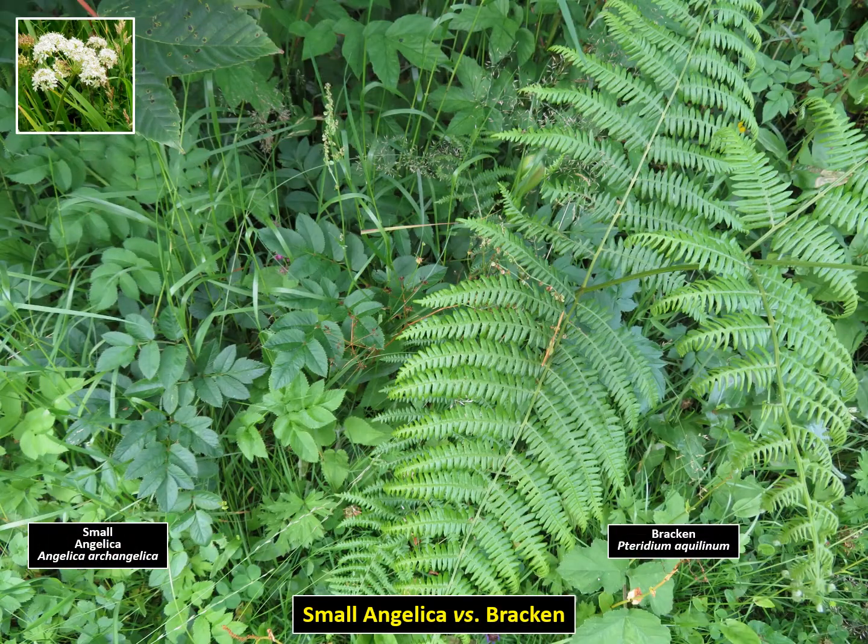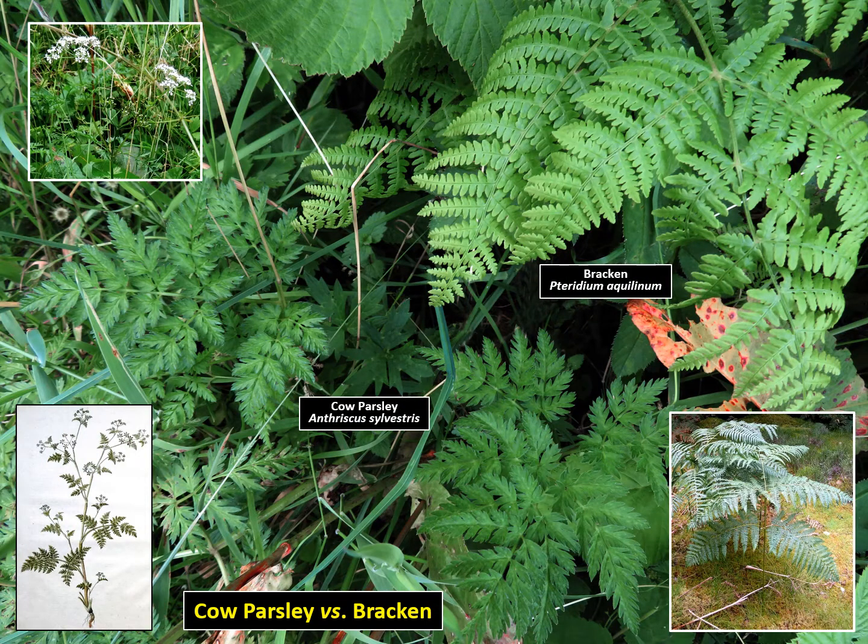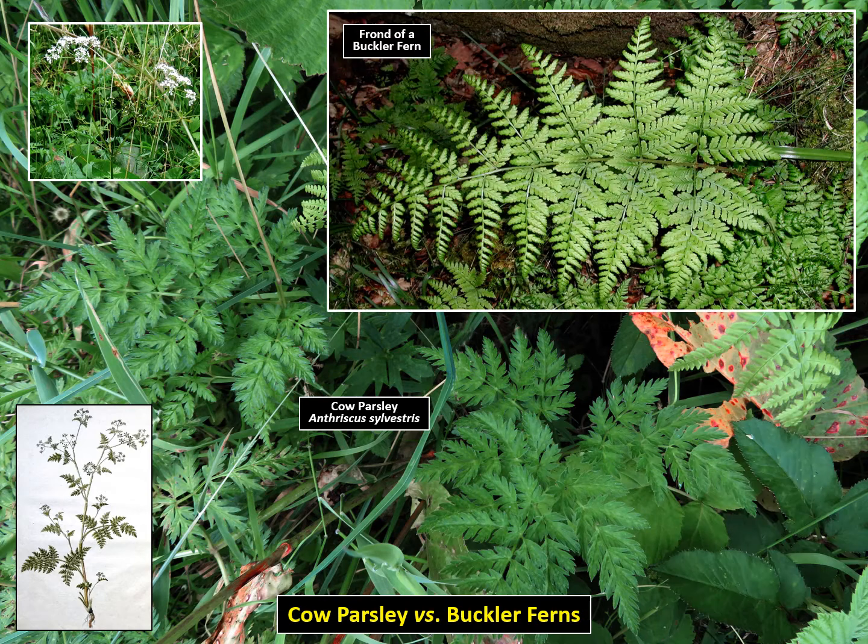At first, people might find differentiating leaves of non-flowering umbellifers and fern fronds difficult, but probably not for long. Here are small Angelica and bracken side by side. And here, young Angelica alongside broad buckler fern. Here, cow parsley and bracken are compared once again. And here, cow parsley and a frond of a buckler fern.